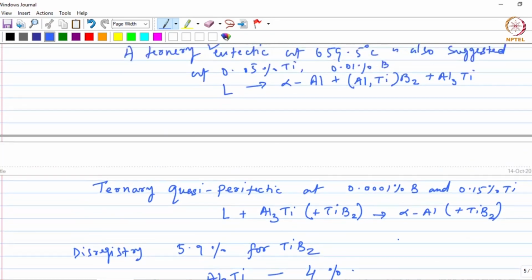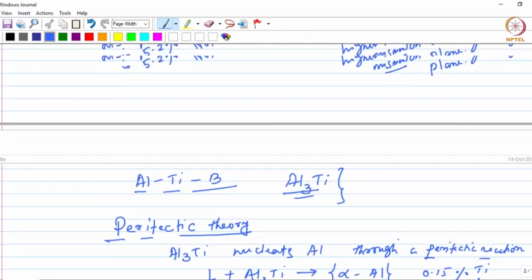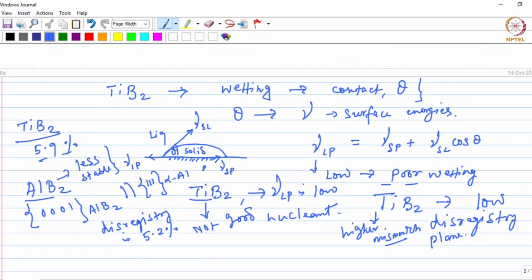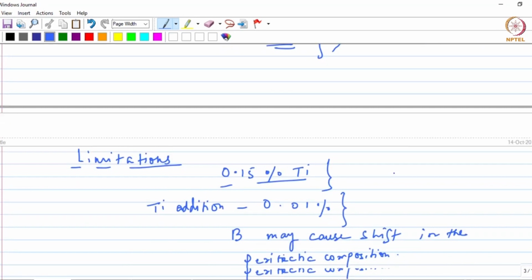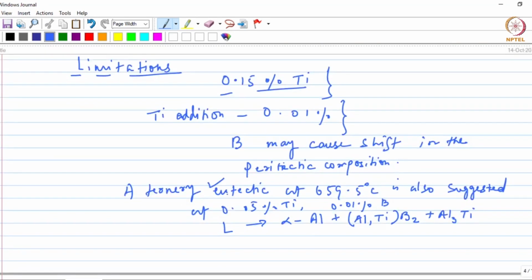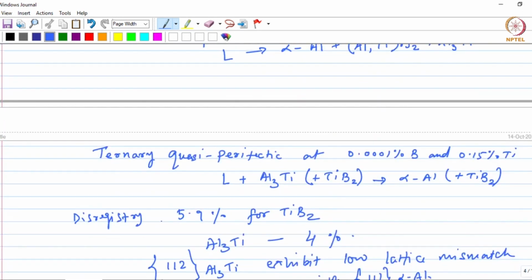Right, so this is the other theory for this heterogeneous nucleation that occurs in aluminium when a grain refiner is added. Okay, so this is through the occurrence of a peritectic reaction, and there are suggestions that other kinds of reactions such as a ternary eutectic or a quasi-peritectic can also occur depending on the composition of the nucleant which is added to the molten metal.